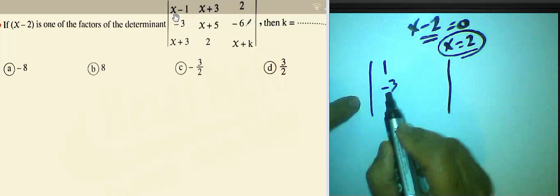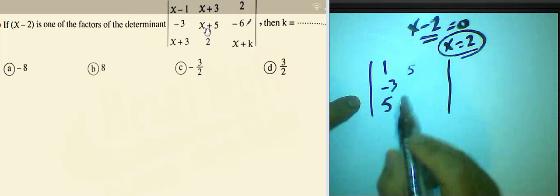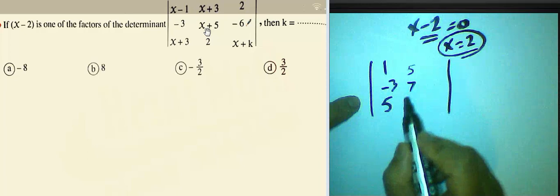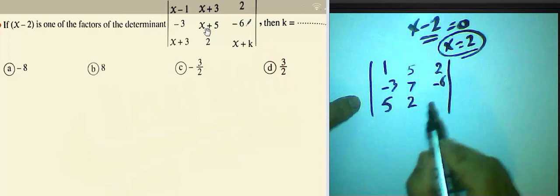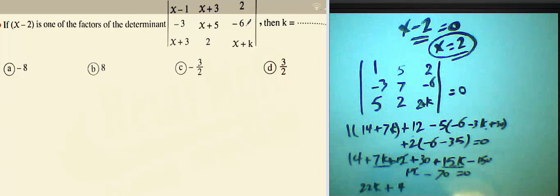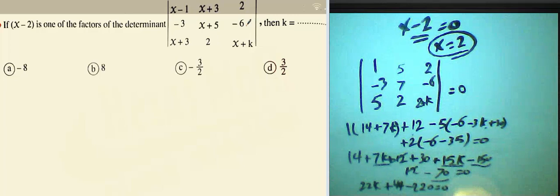negative 3, 2 plus 3 equals 5, 2 plus 3, 5, 2 plus 5, 7, right, 2, 2, negative 6, 14 plus 30 equals 44, negative 150 and negative 170, we can write negative here and add them, write 0, 7 plus 5 equals 12, write 2 and carry 2, it will be equal 0.